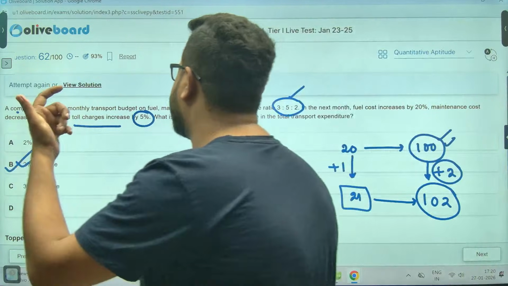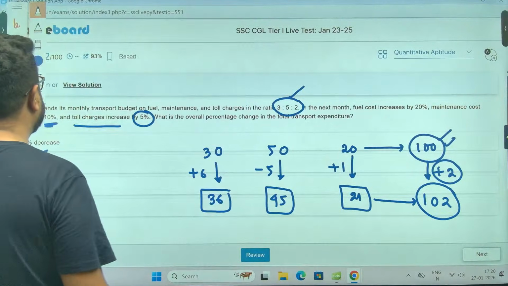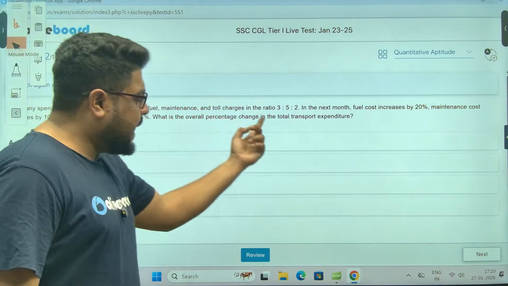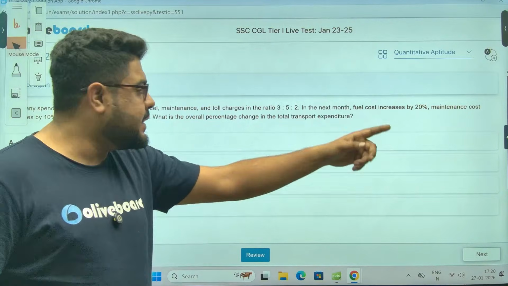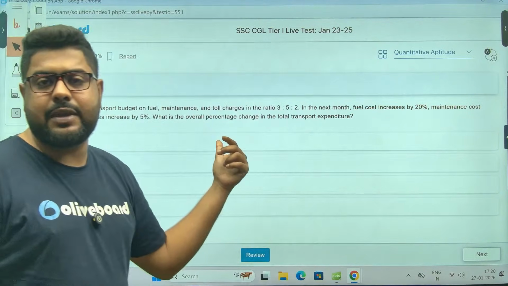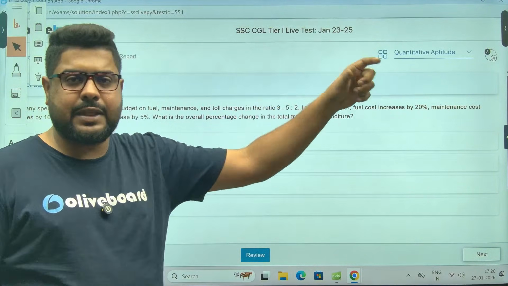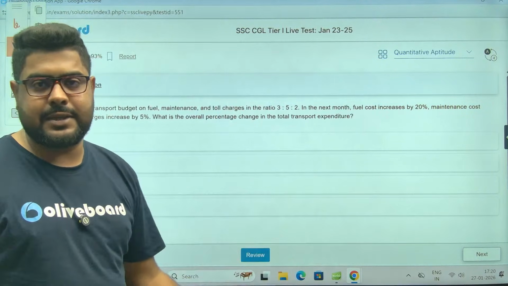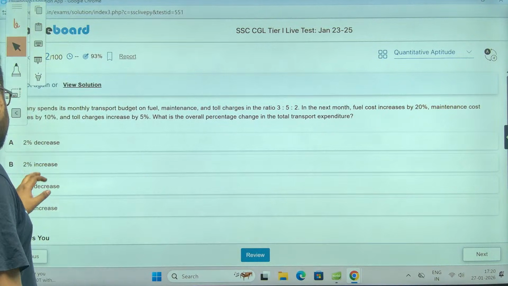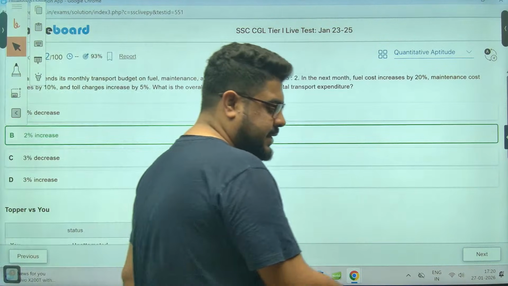You see, it's not difficult, it's very simple. The trick was to take 30, 50, 20. Why did I take that? Because the percentages were giving this away. If I take that, my calculation becomes very easy. That's the only thing. Perfect, everyone.